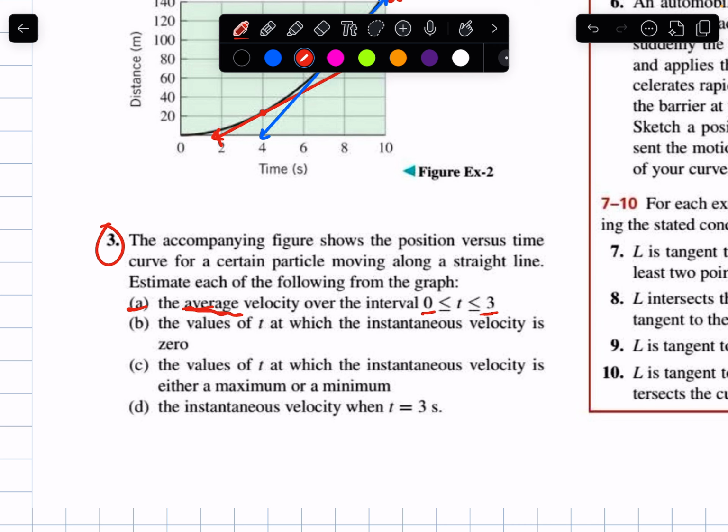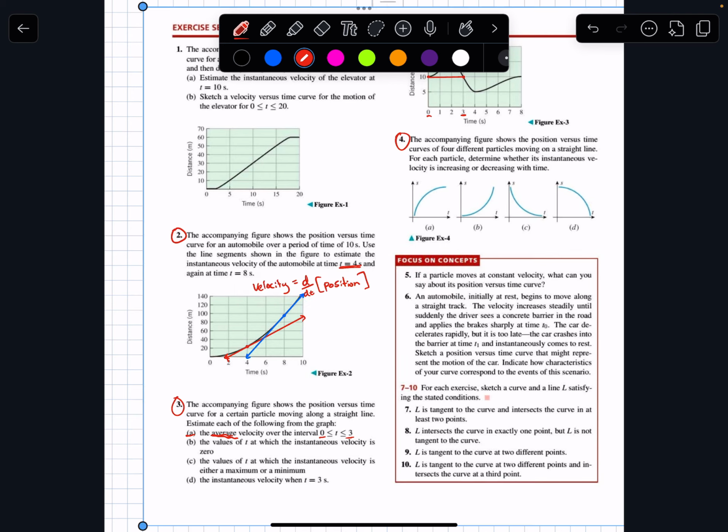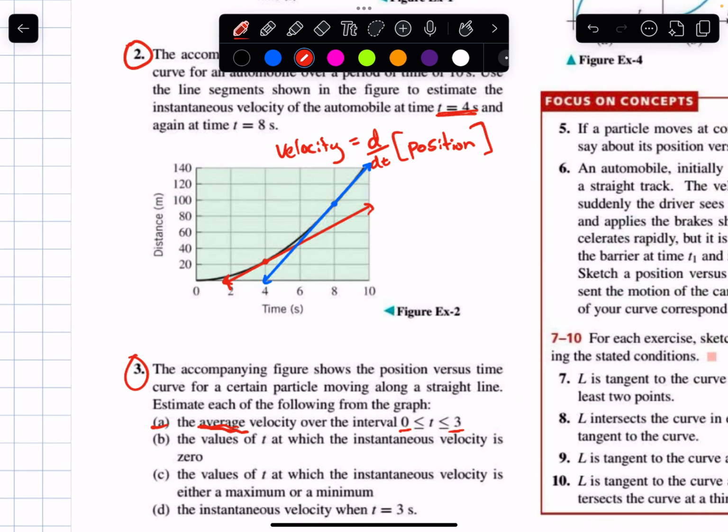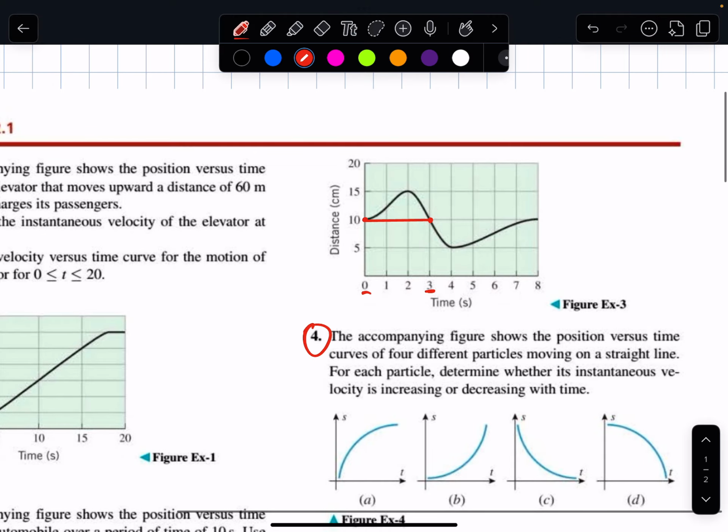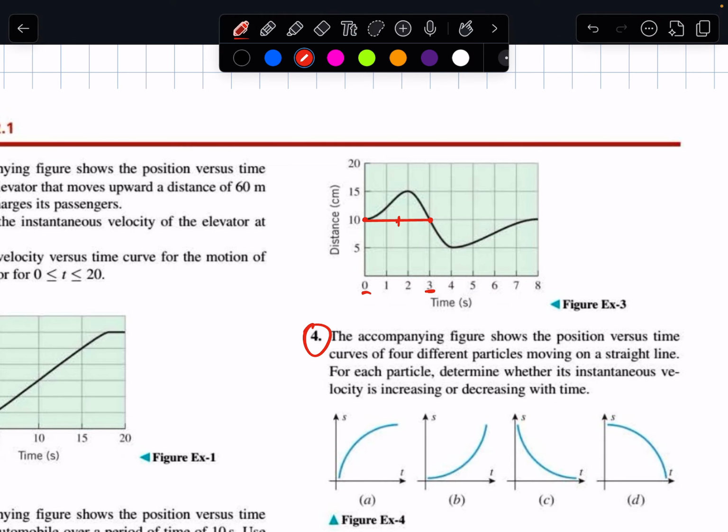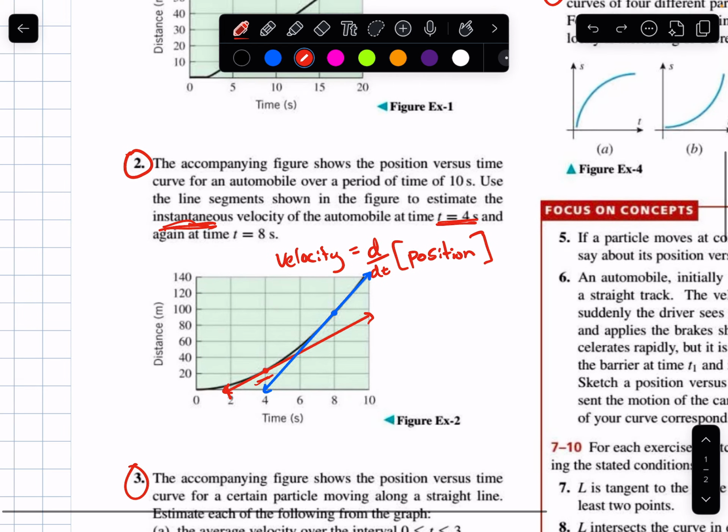This is different from the instantaneous velocity, which is from the tangent line. So if it says instantaneous, that means tangent line. Okay? Average means just put 2 points on the graph, connect them, and then take the slope of this line. Okay.